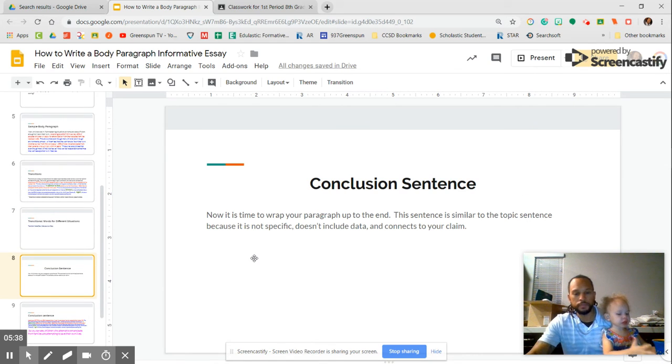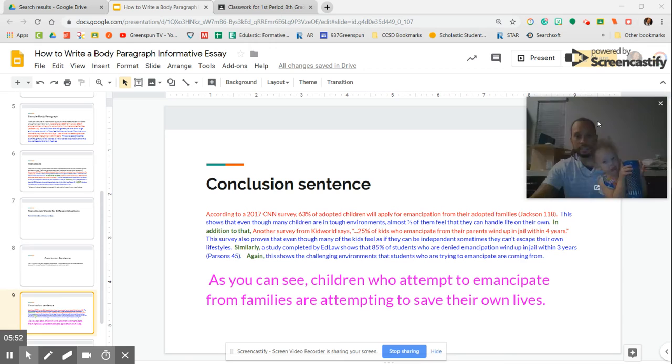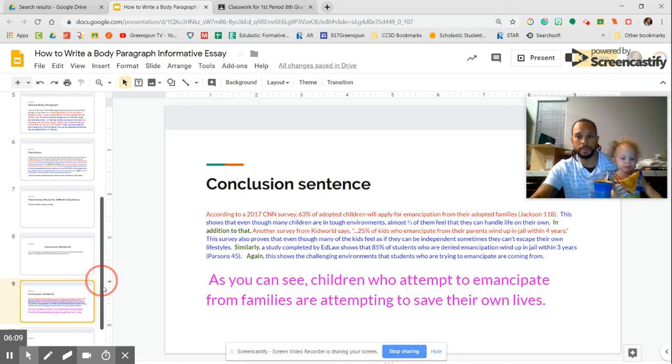And last but not least, your conclusion sentence at the end. Okay, this sentence is similar to the topic sentence. It's not specific. It doesn't include the data, and it does connect to your claim. Take a look right here. You're pretty much summarizing exactly what that paragraph said. Reinforce what it is that you were trying to say at the very beginning of the paragraph. As you can see, the transition phrase, children who attempt to emancipate from families are attempting to save their own lives. That is a conclusion sentence. Perfectly done, if I might add.